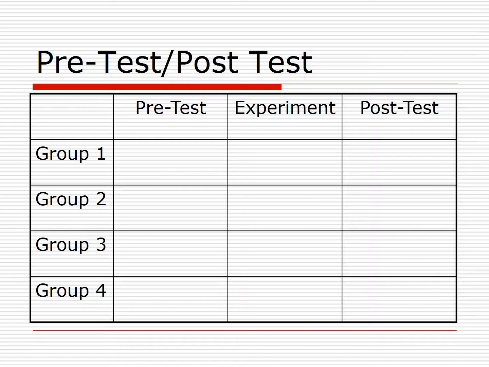So my friends, it is my honor to introduce to you Solomon's four-group design. So what we're going to look at here is the classic model of performing experiments with people. And there's three columns there: a pre-test, experiment, and post-test. I'll talk about that in a second. I want to start by looking at the groups.